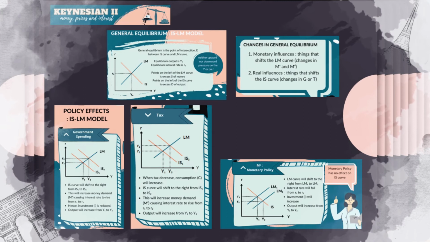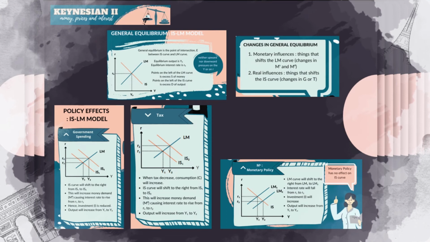Changes in general equilibrium. Firstly, monetary influences, which are things or factors that shift the LM curve, for example, changes in money supply and money demand. Secondly, real influences, which are things or factors that shift the IS curve, for example, changes in government expenditure or taxation.